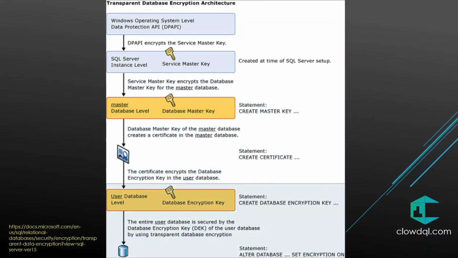Now we switch to the database we want to encrypt, and here we create the database encryption key, also called DEK. And here we also specify the encryption algorithm that we want to use. This encryption key is protected by the certificate we created in step 2.